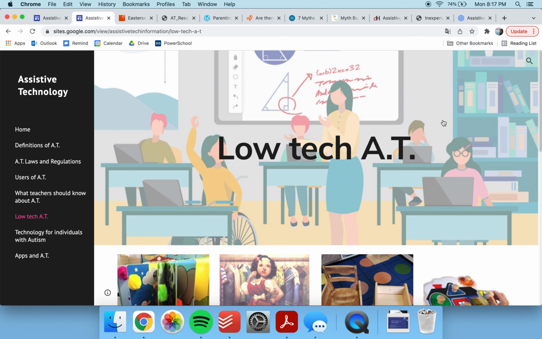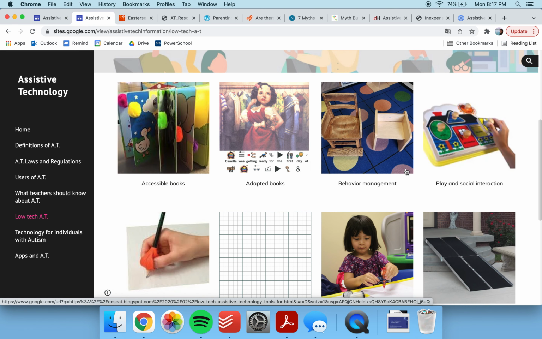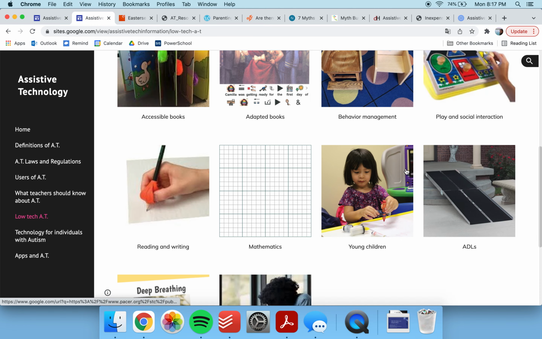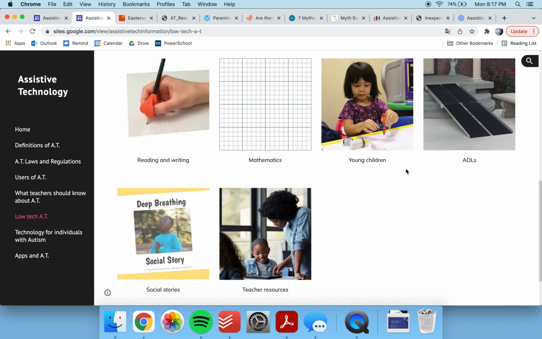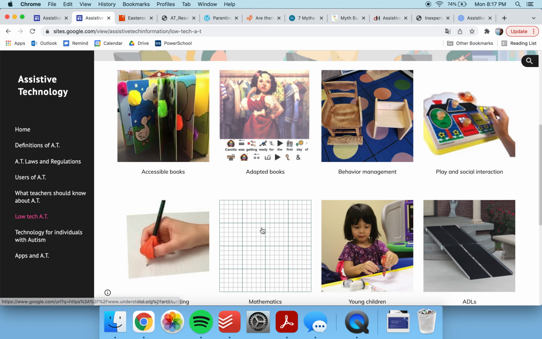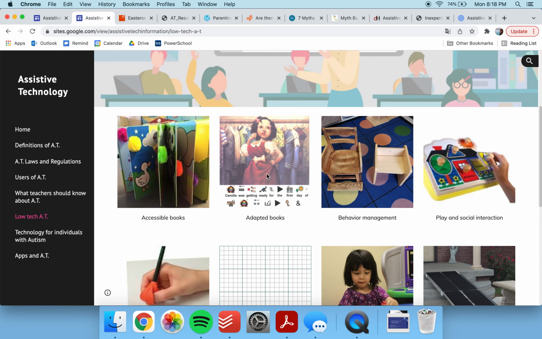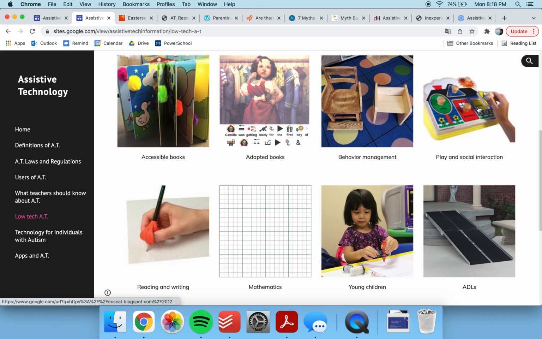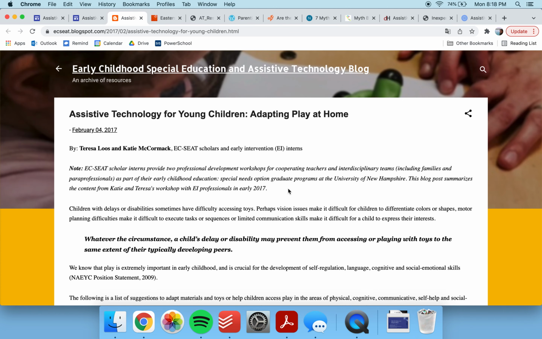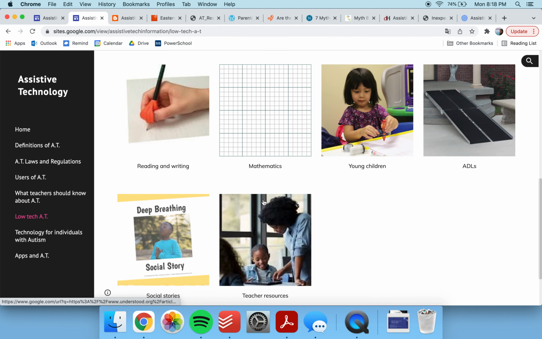Next, I shared some low-tech devices and tried to focus on things that could be used in our classroom. We don't have a ton of funding in our district, so I wanted to focus on things that were either free, cheap, or used materials we probably already have. So I looked at accessible books, which we had learned about in one of our lessons, adapted books, some behavior management strategies, play and social interaction. I thought this had some really great ideas for fostering play and social skills using assistive tech. Reading and writing, math.